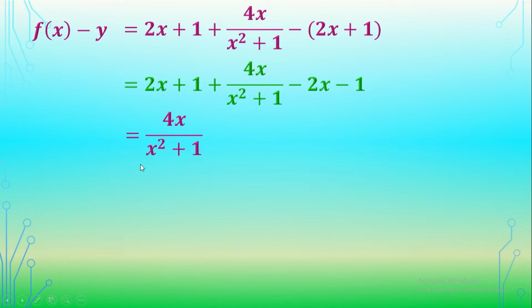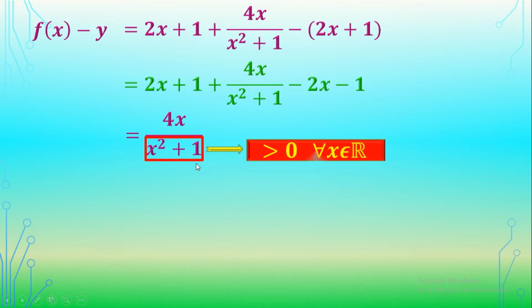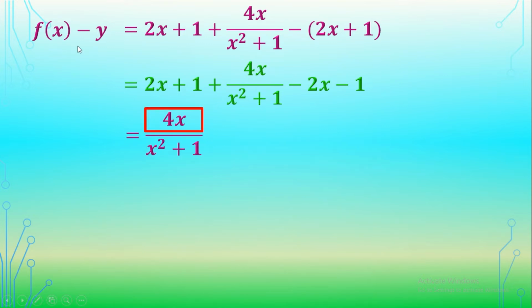We will see where it's positive, where it's negative. If you know something, x is raised squared, so it will be positive. Then sure, x squared plus 1 is positive, well, sure it's positive for every x belongs to R. Now in this case, we can say that the sign of f of x minus y will exactly depend on the sign of 4x. If 4x is positive, then f of x minus y will be positive.